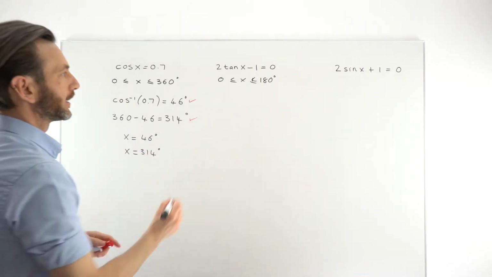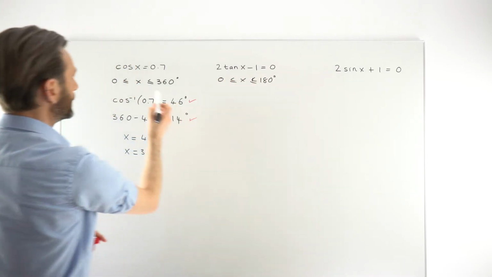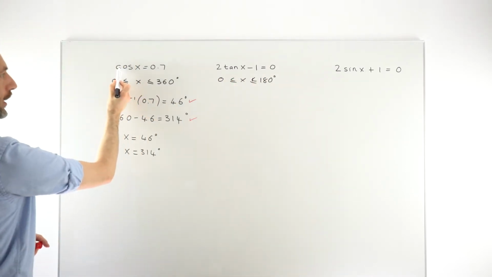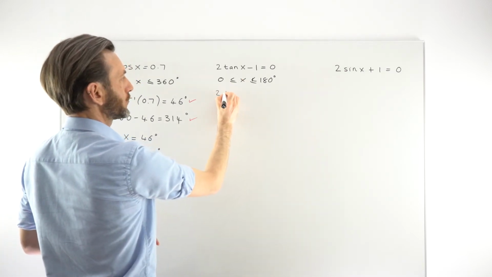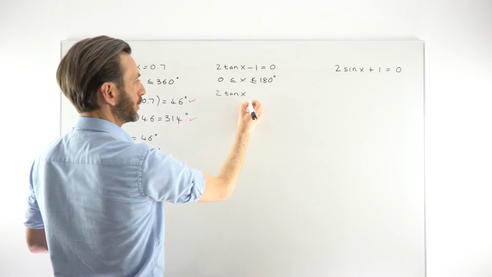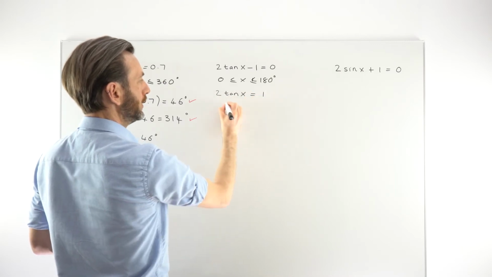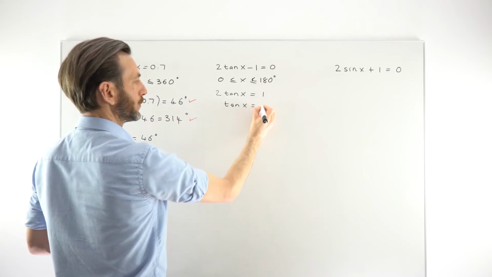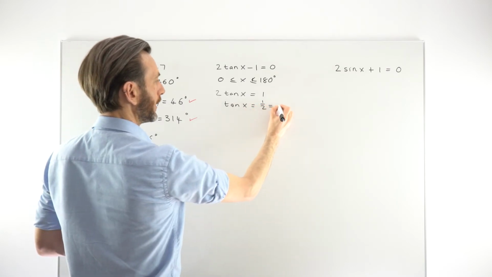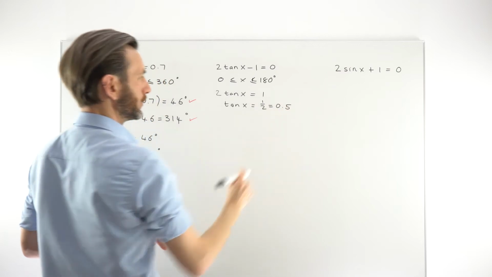Let's take a look at the second one. It's not quite in the correct format. We need to get the tan on its own like we had with the cosine. If you move the 1 over to the other side, just doing normal algebra, you get 2 tan x equals 1. Dividing both sides by 2, you get tan x equals 1 over 2, or you could write that as 0.5 if you prefer to use the decimal.